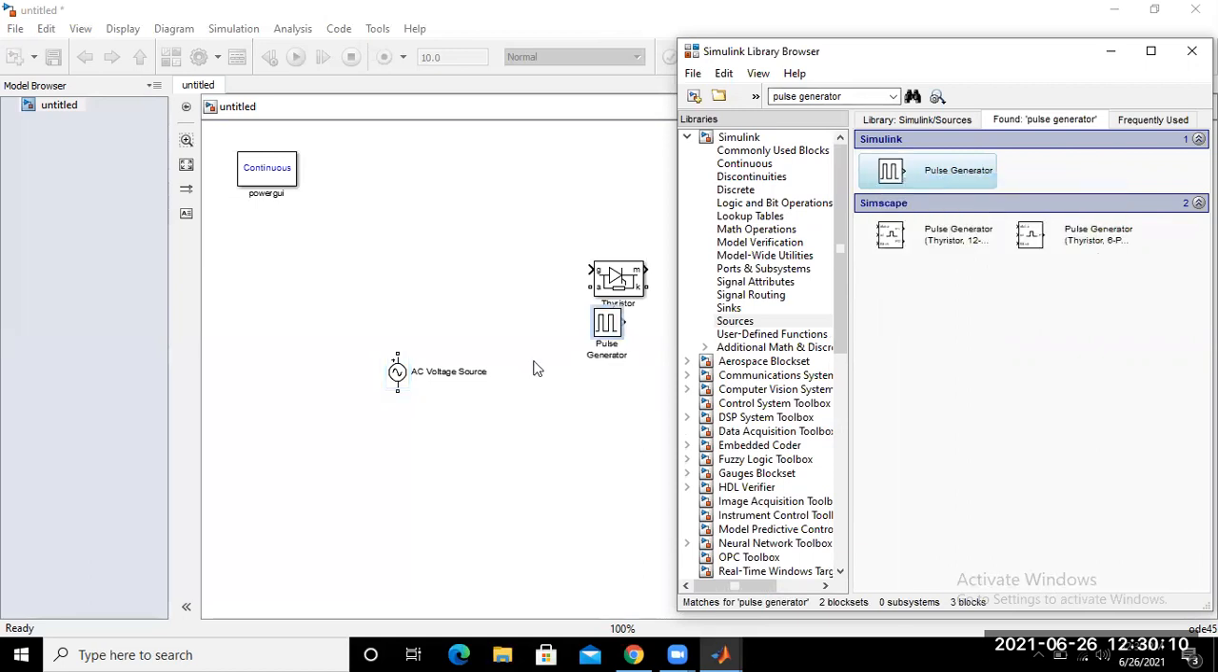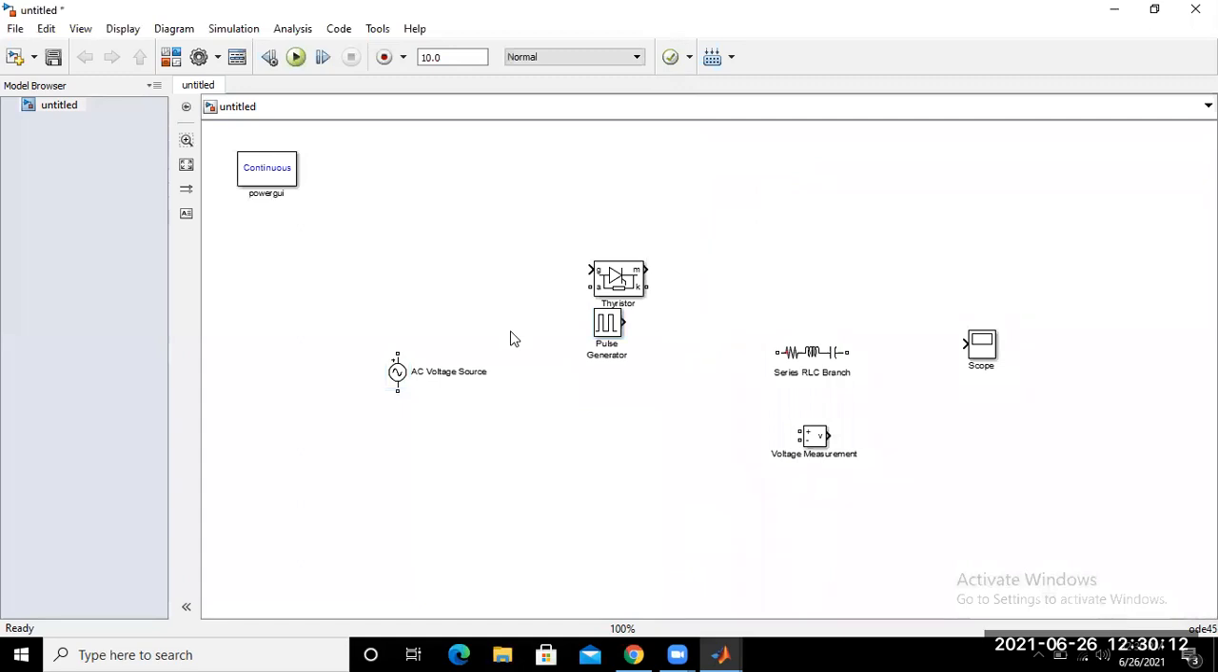So how many thyristors do we require for the single phase full wave controlled rectifier? According to the circuit diagram, that means 4. So 4 SCR pulse generators, that means 1, 2, 3. Okay.